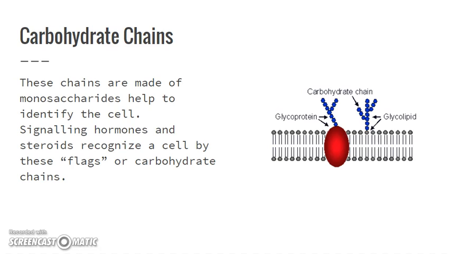And lastly, we have carbohydrate chains. These chains are made up of monosaccharides to help identify the cell. So whenever a hormone or a steroid recognizes a cell, these are kind of like a flag. Like a country has a flag, well, so do cells. And they're saying, hey, I am whatever kind of cell.